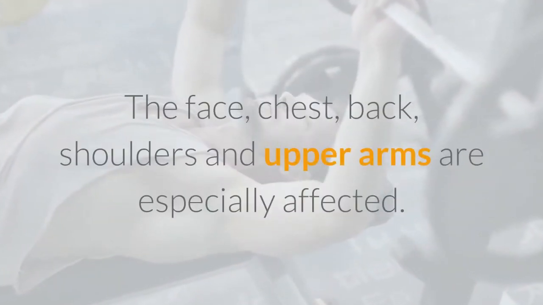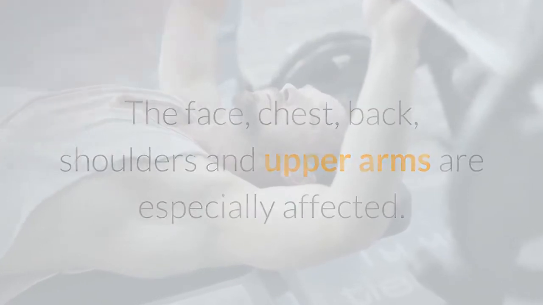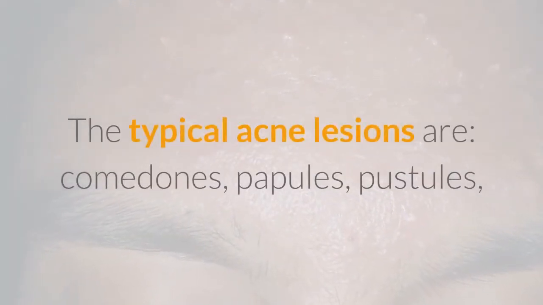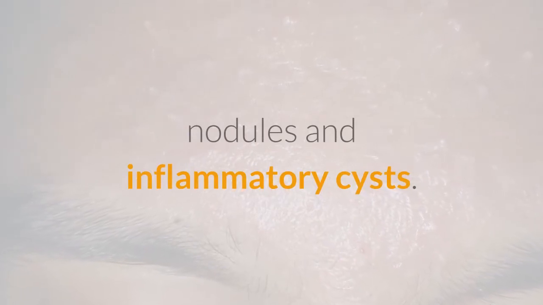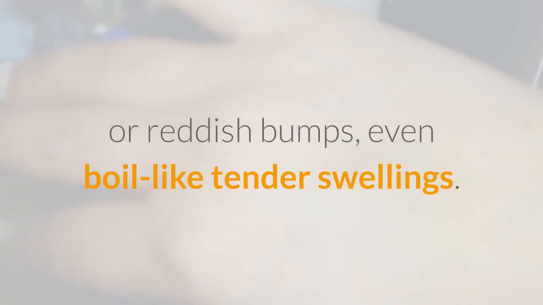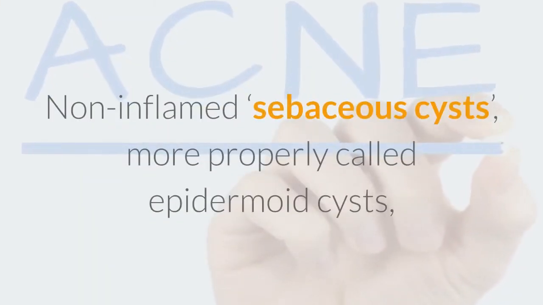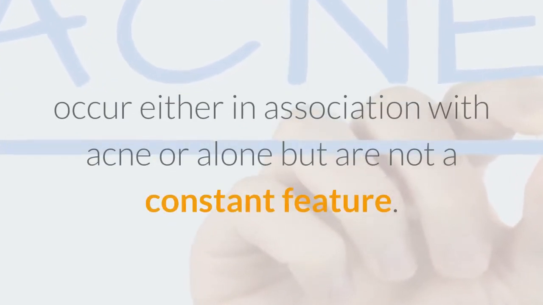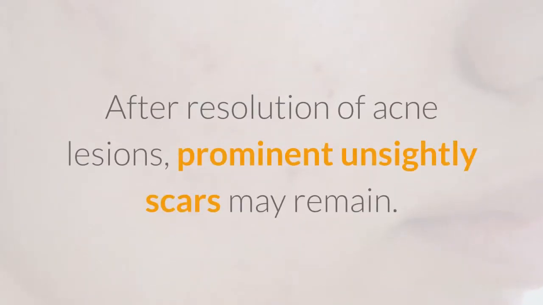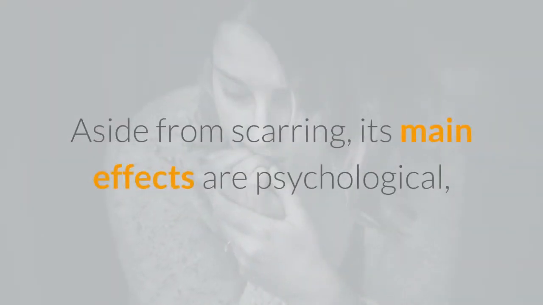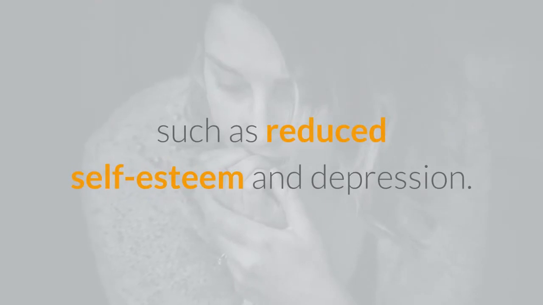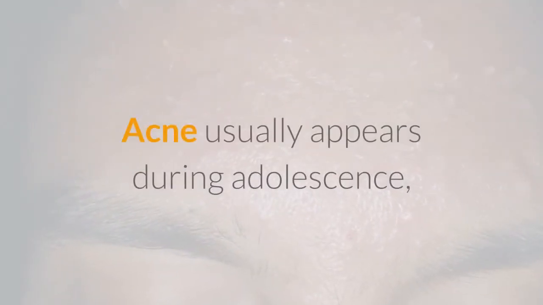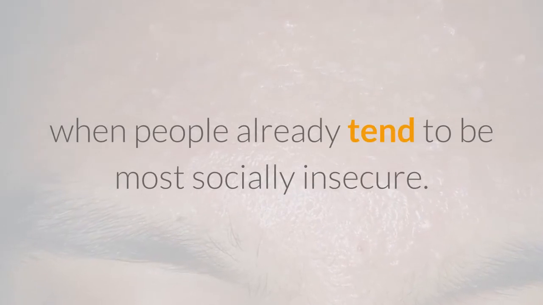The face, chest, back, shoulders and upper arms are especially affected. The typical acne lesions are comedones, papules, pustules, nodules and inflammatory cysts. These are the more inflamed form of pus-filled or reddish bumps, even boil-like tender swellings. Non-inflamed sebaceous cysts, more properly called epidermoid cysts, occur either in association with acne or alone but are not a constant feature. After resolution of acne lesions, prominent unsightly scars may remain. Aside from scarring, its main effects are psychological, such as reduced self-esteem and depression. Acne usually appears during adolescence, when people already tend to be most socially insecure.